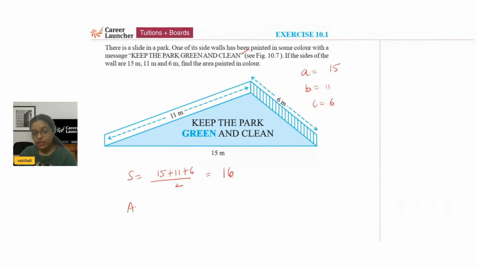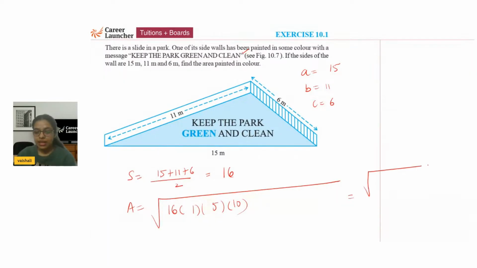So now coming to the area, area is 16 multiplied by 16 minus 15, which is 1, 16 minus 11, which is 5, 16 minus 6 is 10. Now I have to solve this to find the value. Now 16 I can take outside because under root 16 is 4. How can we write 5 and 10? 2 into 5. So there is a pair of 2 that I can make. So I'll just take it outside. What you're left with is 20 under root 2. And this is the answer. So 20 under root 2 is the area for this particular question.